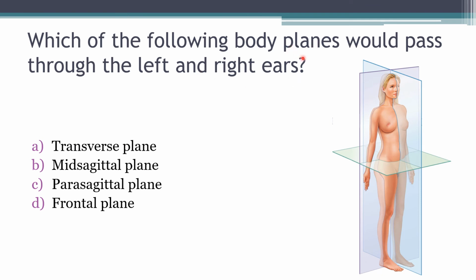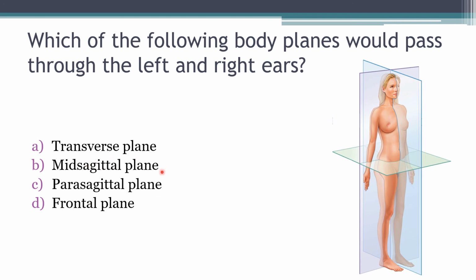So, body planes that would pass through the left and right ears. I included the picture here for visual reference. On the test, you're probably going to need to be able to do this in your head, which is one of the challenging things about it. So your ears are here, right? Right away, you should notice the picture gives you a big hint, because you can see this purple plane that would be passing right through both the left and right ears. And what was that purple plane called? That one's a frontal plane. So D is one of our answers here.